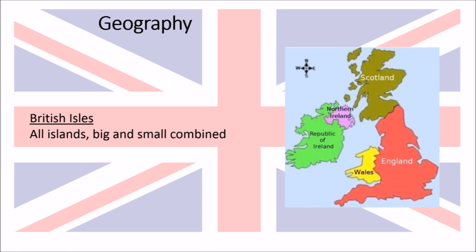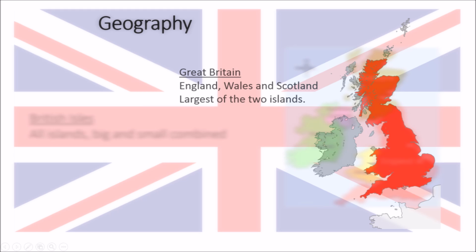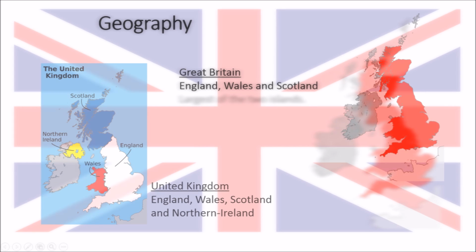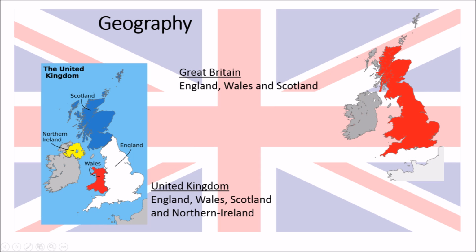Lying off the northwest coast of Europe, left of the Netherlands, are two large islands and several much smaller ones. Collectively, so altogether, the islands are called the British Isles. The largest island is called Great Britain. Many people confuse Great Britain with the United Kingdom, but this is not a big problem. The difference is that Great Britain does not include Northern Ireland.